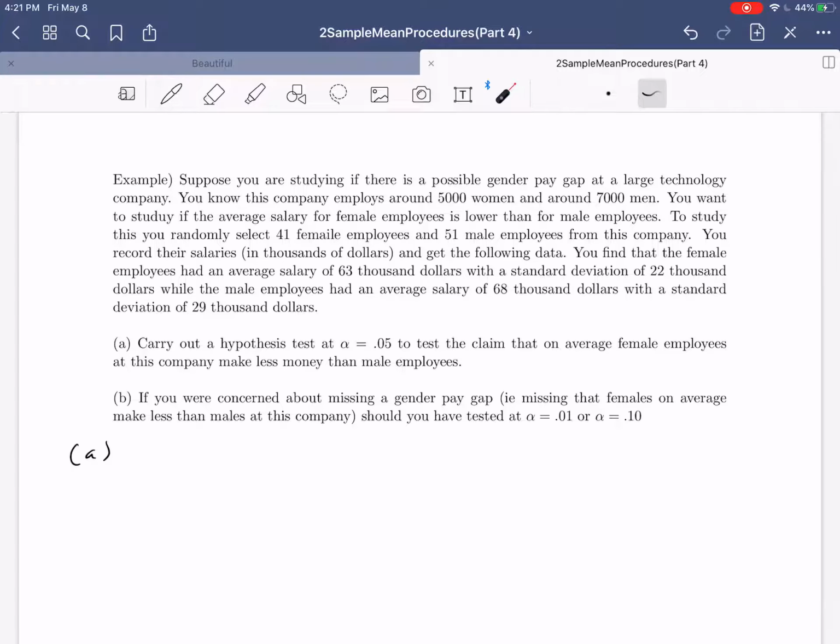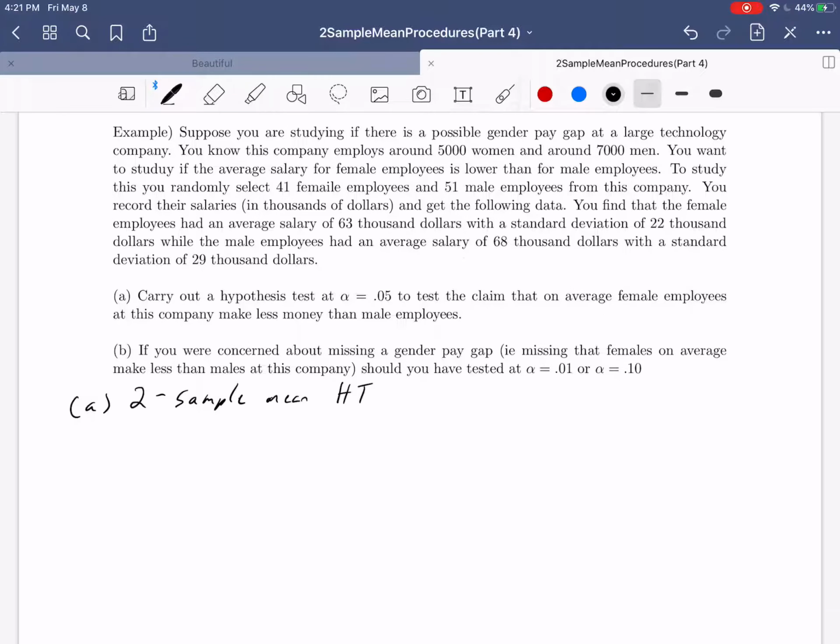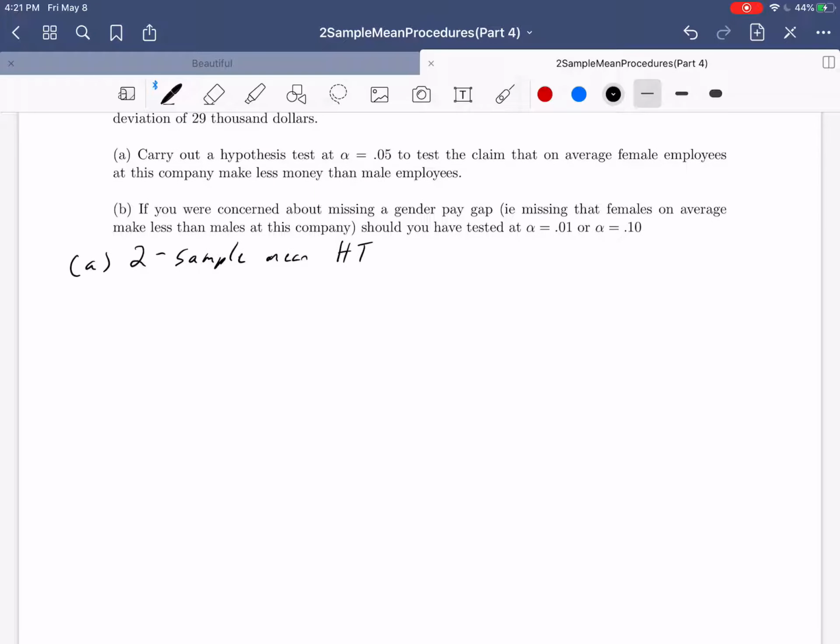Remember, one sample mean is for when you have a single sample against a known average. We have two samples here, so it's not going to be a one sample mean, and it's not going to be matched pairs because we're not matching one person against themselves or one person against another directly. In fact, we can't do matching here because we took 41 females and 51 males, so matching would be impossible. So that tells us that this is going to be a two-sample mean hypothesis test. Okay, so let's go through and talk about how to run that then.